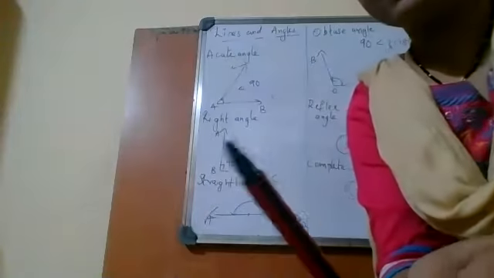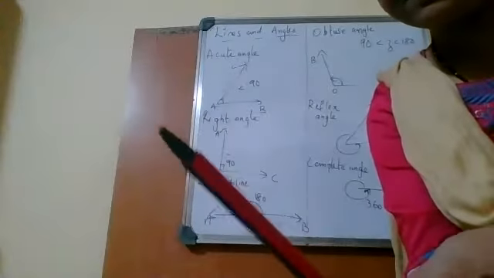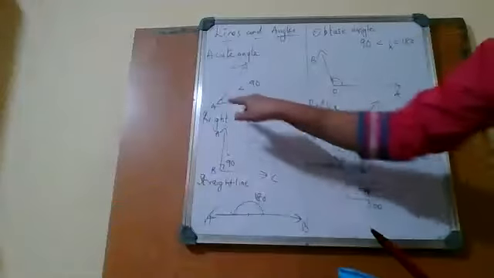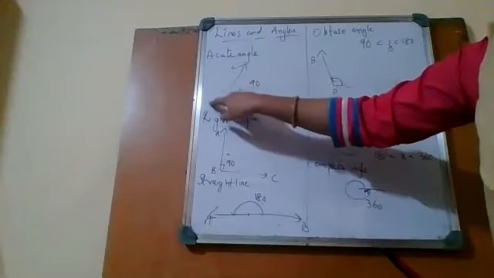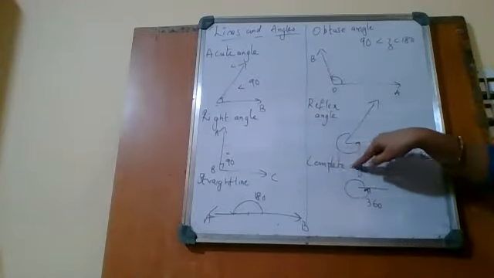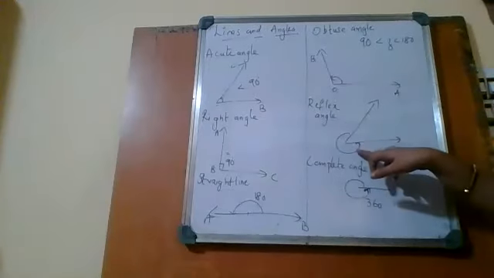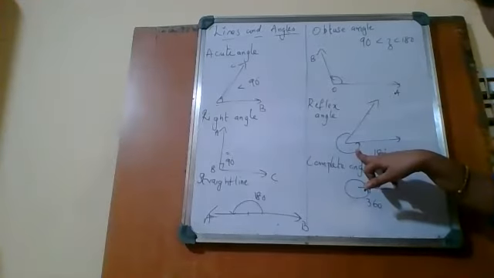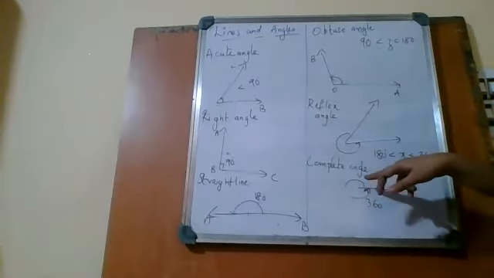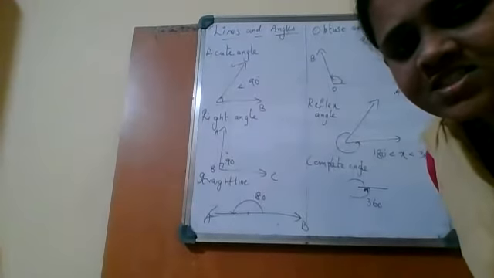See this. This is an acute angle, from here to here, and the outside part will be a reflex angle. This is your obtuse, and this is acute. The remaining part, more than 180 degrees, is called a reflex angle. Now, the total is 360 degrees. The total angle from here to here is called a complete angle, 360 degrees.